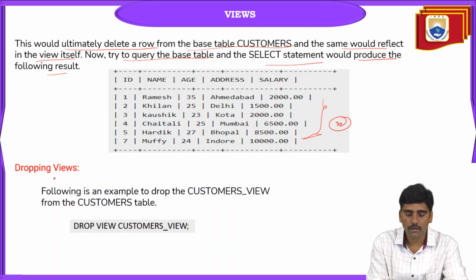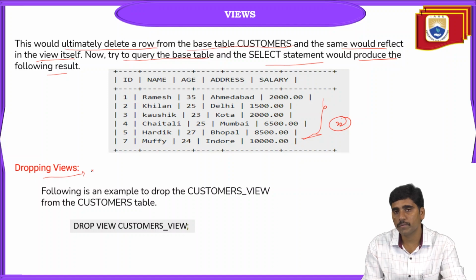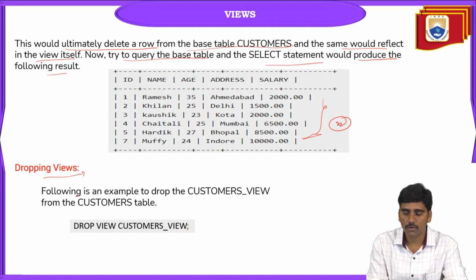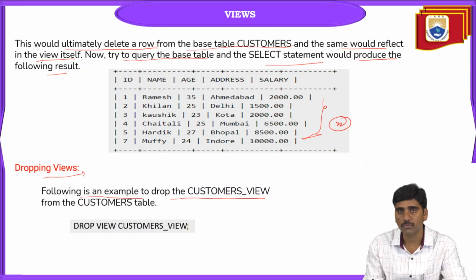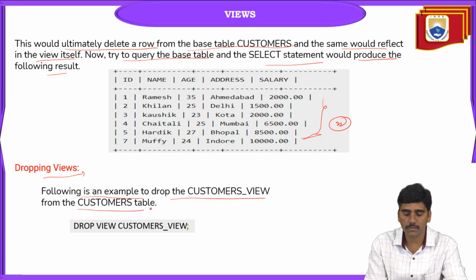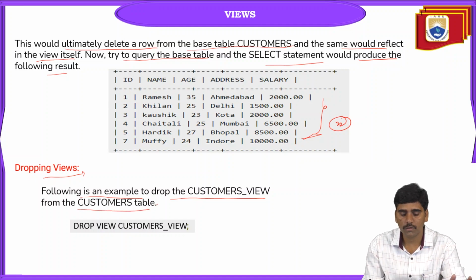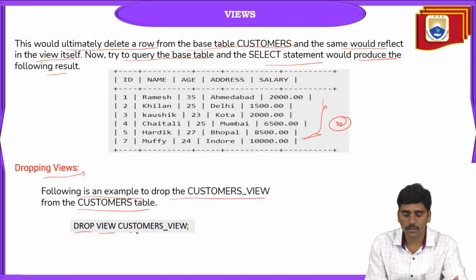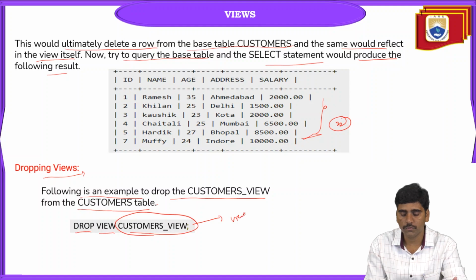Now, dropping views. The following is an example to drop the customers_view from the customers table. So how do you drop it? Drop view customers_view. This is the view name. You write the view name and drop view customers_view.